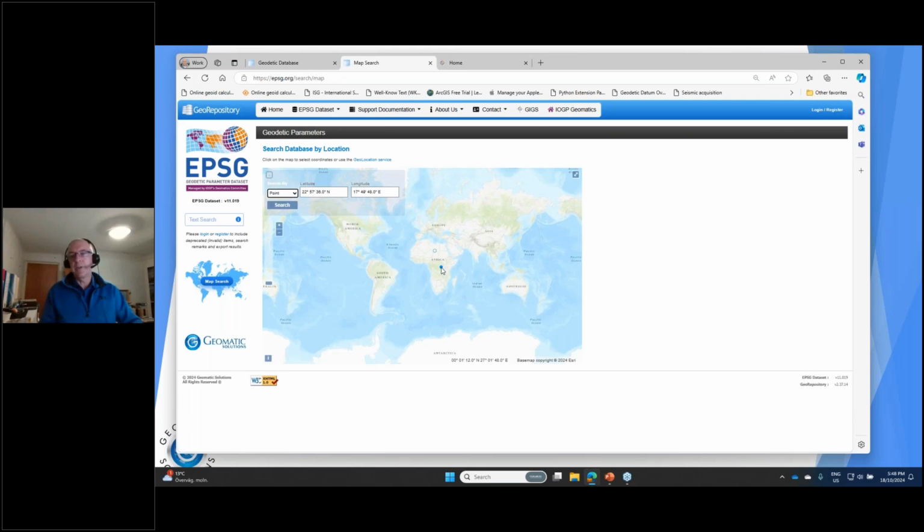Not only that, we can search for data using map searches here as well. We can go in and select a point, and it will find all the usages that sit beneath that point, and then show me all those CRSs. We can go in and define a box or a polygon. We can certainly zoom in.